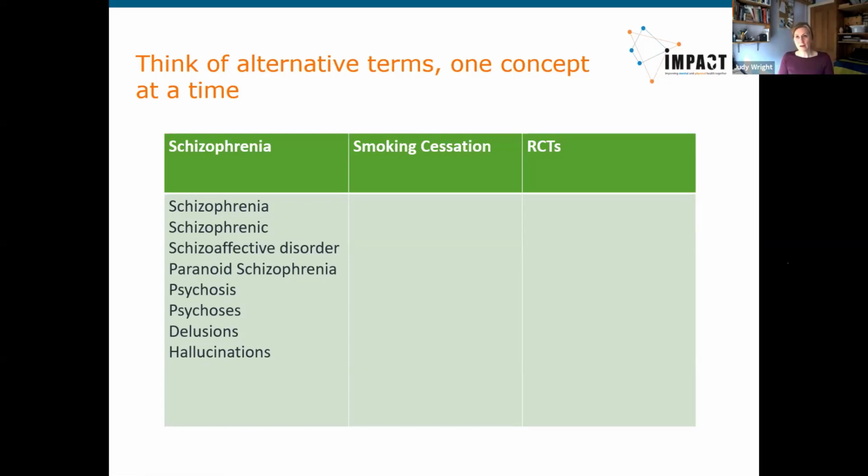We really need to think about how authors around the world might have written about schizophrenia in their papers, because not everybody will use the same terms and vocabulary that you will use. So this is an important stage of really trying to imagine how other people might be referring to a particular topic.